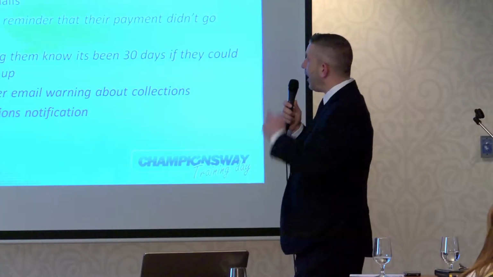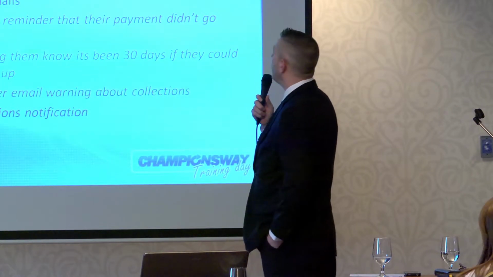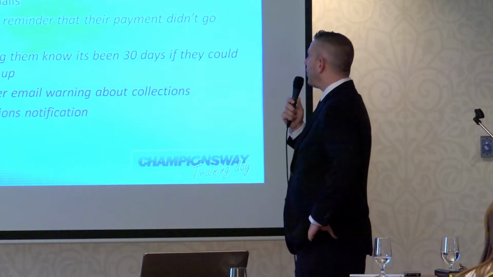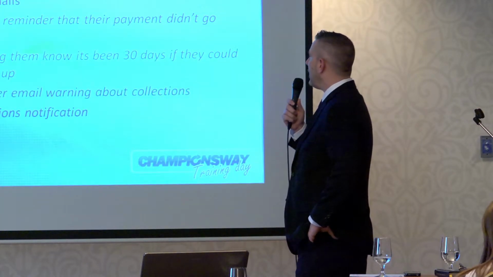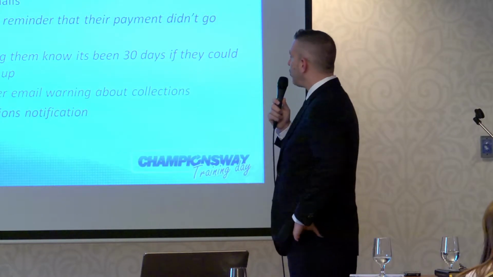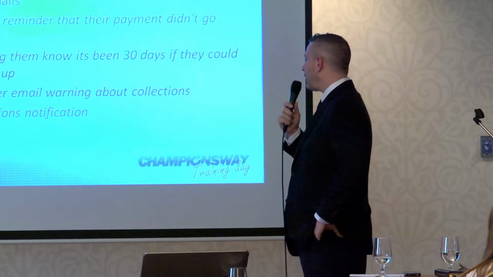Delinquent letters. After 1, 30, 60, or 90 days, students who are delinquent will receive a series of emails. Delinquent 1, a simple reminder that their payment didn't go through. Delinquent 30, letting them know it's been 30 days and asking if they could please make it up. Delinquent 60, a stronger email warning about collections. And then delinquent 90, collections notification.